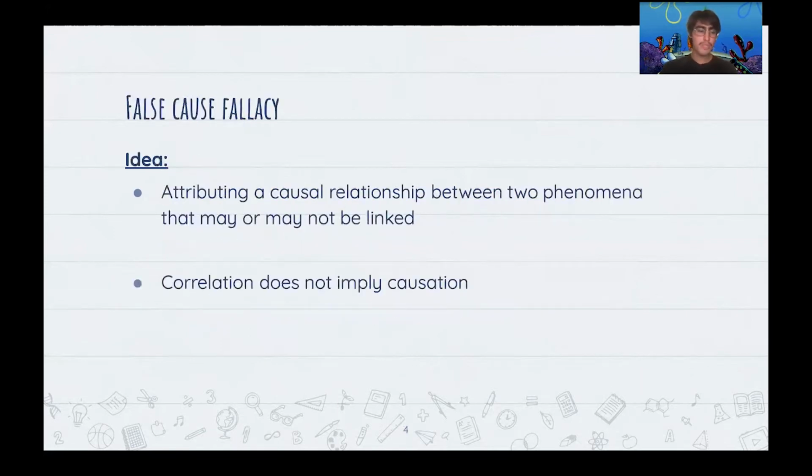So the first one I want to discuss is the false cause fallacy. The idea behind this fallacy is that some people may attribute a causal relationship between two phenomena that may or may not be linked. So this is the idea of causation and correlation, right? Because two things seem to be pointing towards the same thing, that does not mean that they are linked or have a causal relationship between each other. In order to showcase this, I want to go to some examples.